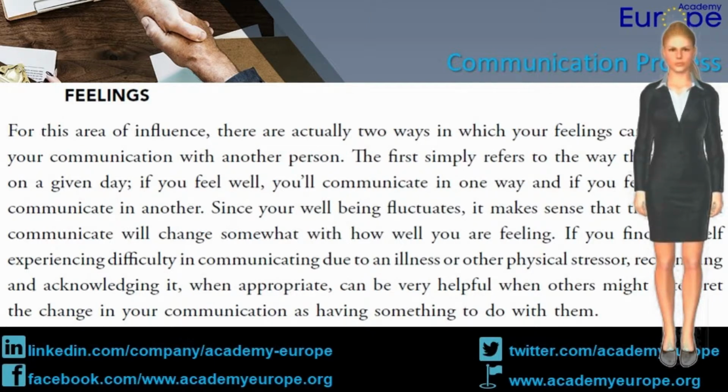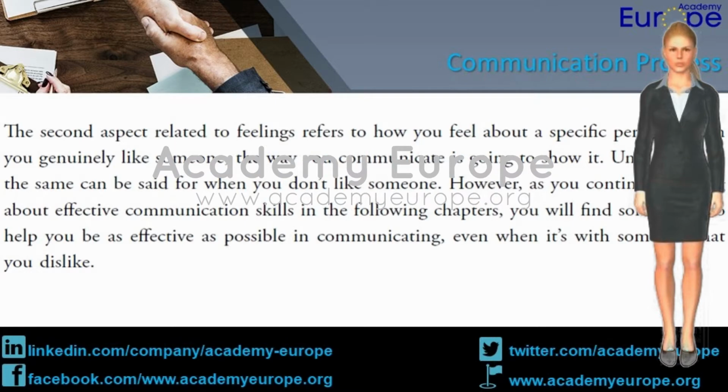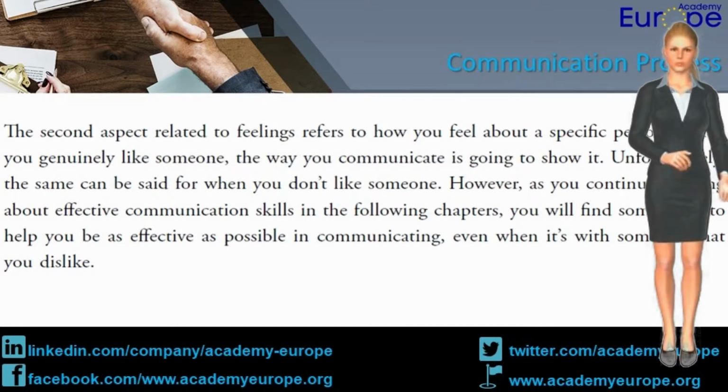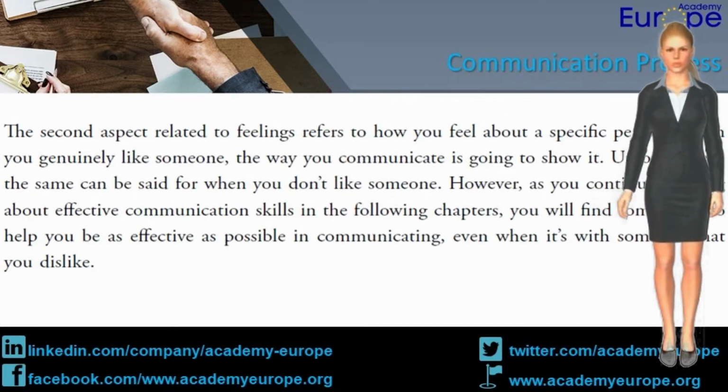when others might interpret the change in your communication as having something to do with them. The second aspect related to feelings refers to how you feel about a specific person. When you genuinely like someone, the way you communicate is going to show it. Unfortunately, the same can be said for when you don't like someone. However, as you continue learning about effective communication skills in the following chapters, you will find some tools to help you be as effective as possible in communicating, even when it's with someone that you dislike.